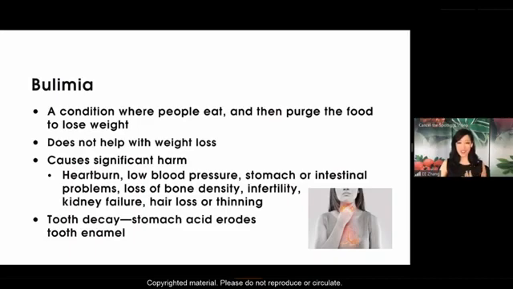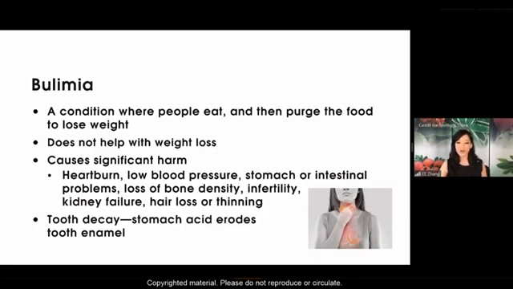Now, with bulimia, it doesn't help with weight loss because your body is actually really efficient at absorbing nutrients and absorbing calories. So a lot of the time, even if they throw it back up, even if they use laxatives, a lot of the nutrients, a lot of the calories, have already been absorbed. So it doesn't actually help with weight loss. And it can also cause significant harm as well.